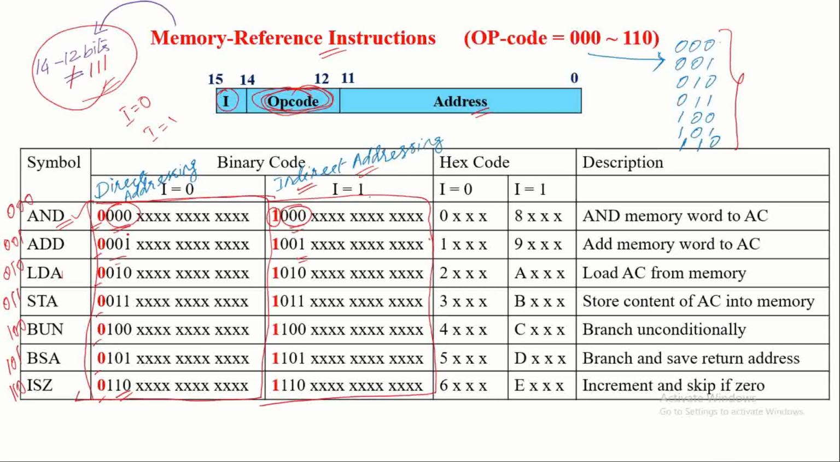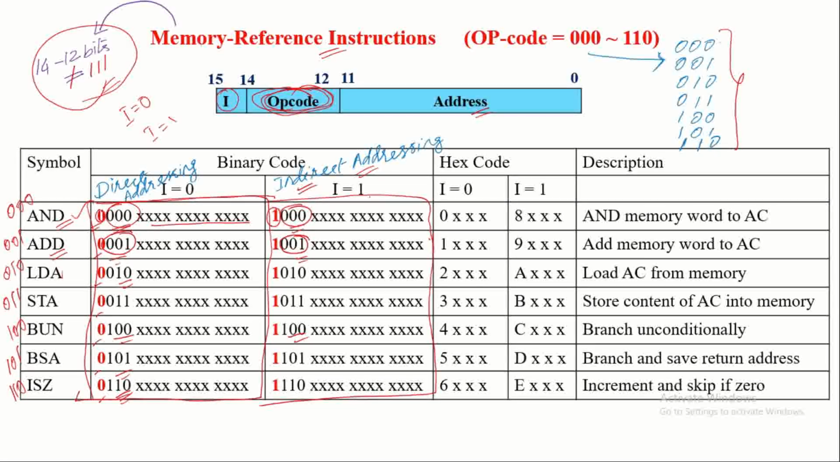AND. When it is 001 in both categories, the operation to be performed is add memory word to accumulator. When it is 010, load accumulator from memory. When it is 011, store content of accumulator into memory. When it is 100, branch unconditionally. 101, branch and save return address. 110, increment and skip if 0. The only difference between these two instructions is the address part.